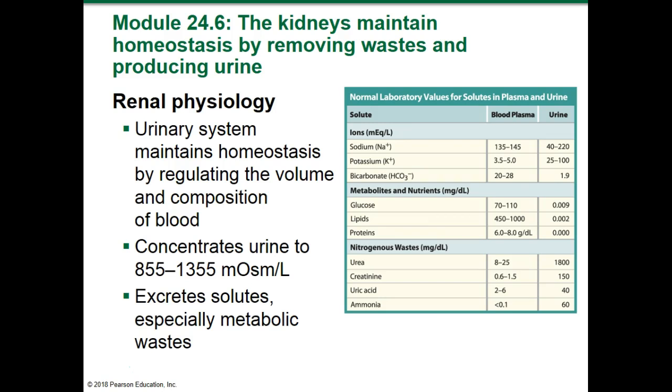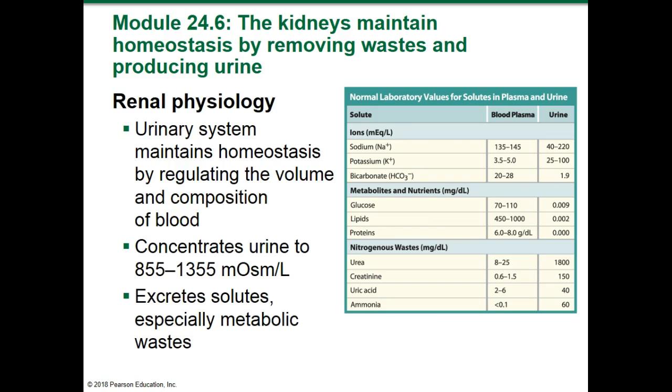Okay, so the urinary system maintains homeostasis by regulating the volume and composition of the blood. That is one of the definite functions of the urinary excretory system. It concentrates urine to 855 to 1355 milliosmol per liter. It excretes solutes, especially metabolic waste, so they do make it through into the tubules. They are small enough, and we are pushing them through with hydrostatic pressure.